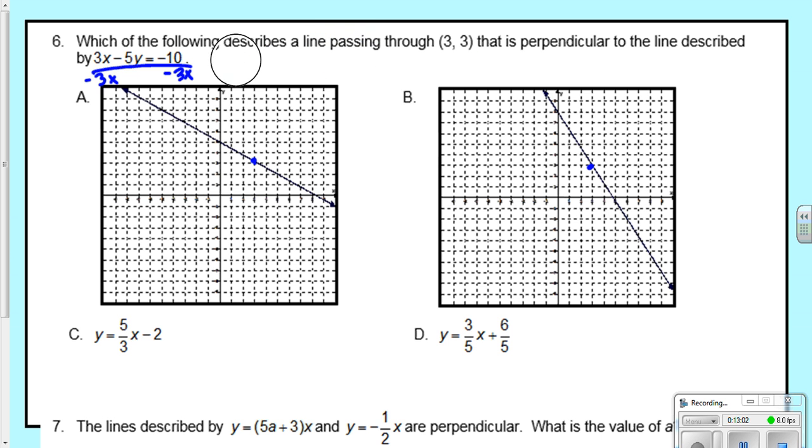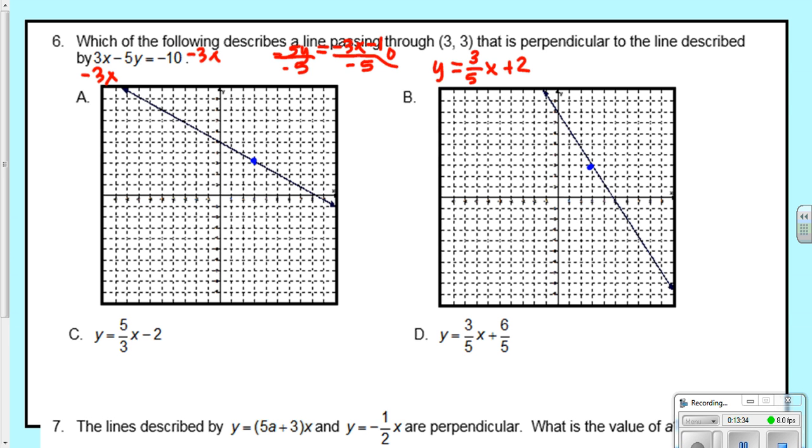Let me start over. Not totally over, just solving. When I subtracted 3x, I thought that was a 3, it's a 5. So I've got negative 5y equals negative 3x minus 10. Okay, that's going to make a difference. So when I divide by negative 5, here we go, I get y equals 3/5 x plus 2. There we go, because it's negative 10 divided by negative 5. Okay, that makes more sense.